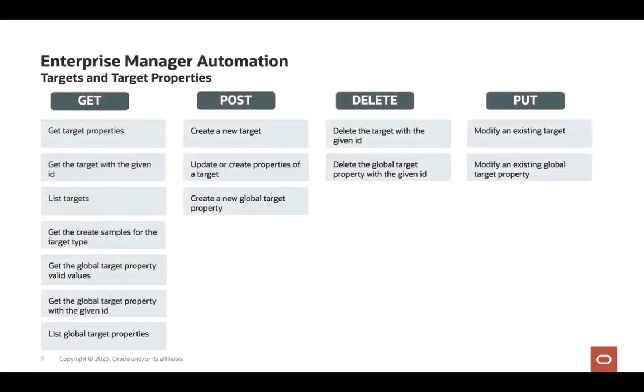To begin with, let's look at the target and target properties APIs. Here we have a series of get, post, delete, and put tasks. For example, we have a get for getting target properties, post to create a new target, delete to delete the target with a given ID, and a put to modify an existing target.